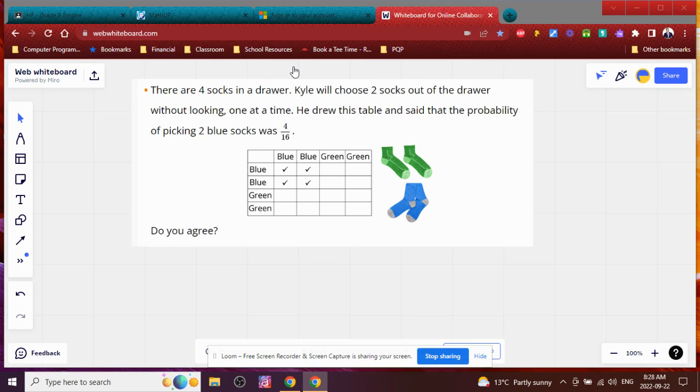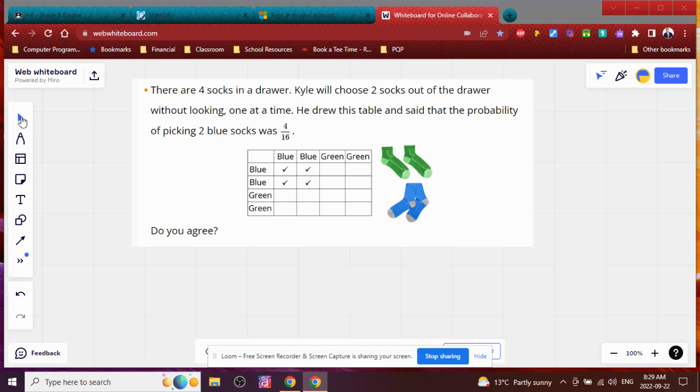So what we're looking at here is a question from our Math Up program where it says there are 4 socks in a drawer. Kyle will choose 2 socks out of the drawer without looking, one at a time. He drew this table and said that the probability of picking 2 blue socks was 4 out of 16. And the question asks, do you agree with that?